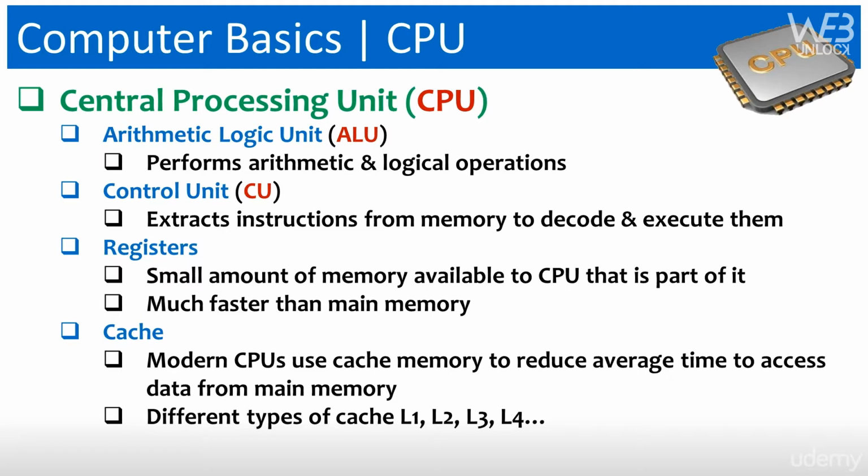The second level of memory that's similar is called the cache. The cache memory in modern CPUs is used to reduce the average time to access the data from the main memory. Instead of traveling through the system bus to the main memory to fetch the data every time, modern CPUs actually have a cache system that can cache data and instructions that are most often used, so that it's faster for the CPU to access them.